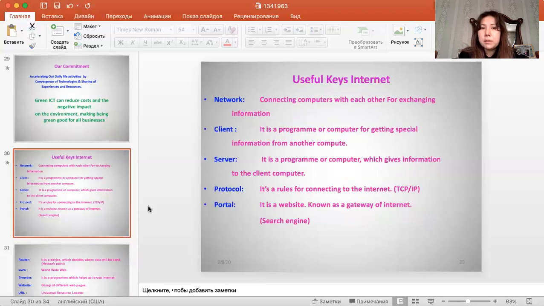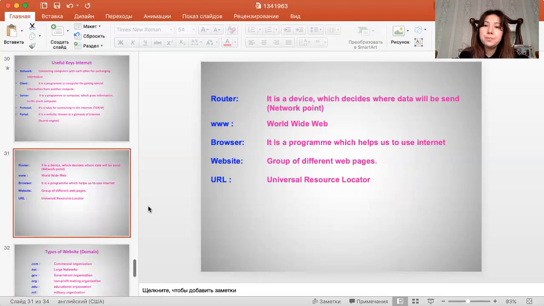Useful terms: Internet. Network is connecting computers with each other for exchanging information. Client is a program or computer for getting special information from another computer. Server is a program or computer which gives information to the client computer. Protocol is the rules for connecting to the internet, TCP/IP. Portal is a website known as the gateway of the internet, search engine. Router is a device which decides where data will be sent, network point.